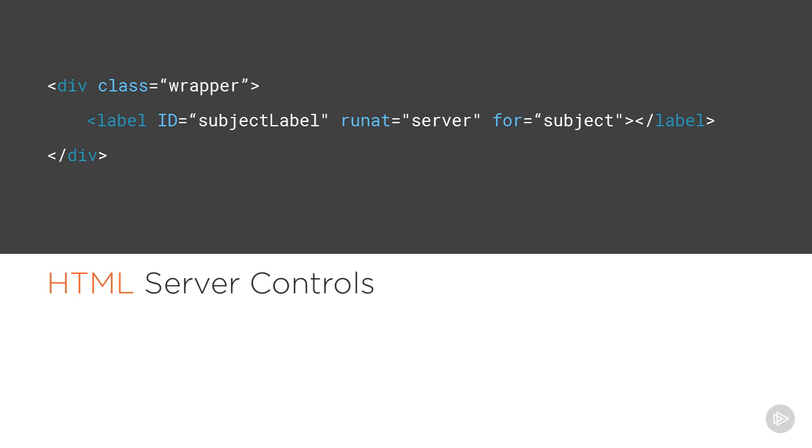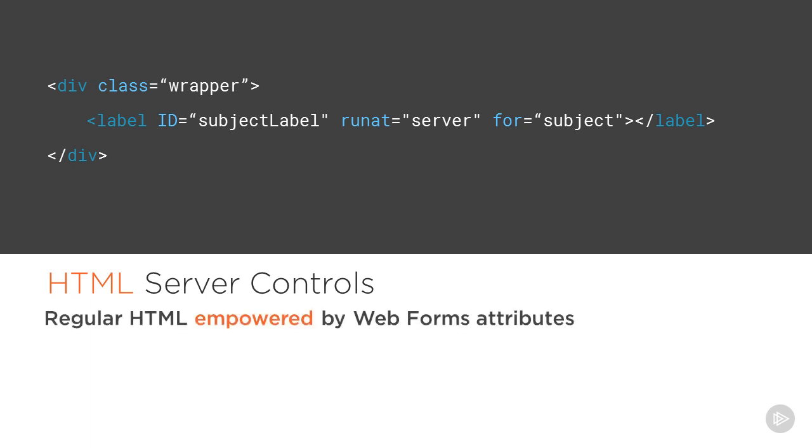HTML server controls are basically HTML elements that have an additional attribute added to them called runAt, which is set to a value of server. The Web Forms framework identifies elements with this tag as server friendly and integrates them into its processing pipeline. You can also add an ID attribute that allows you to access them from the code behind file of your page. HTML controls are the most lightweight, and they can sometimes give you nice control over your markup since you're using fairly standard HTML elements.